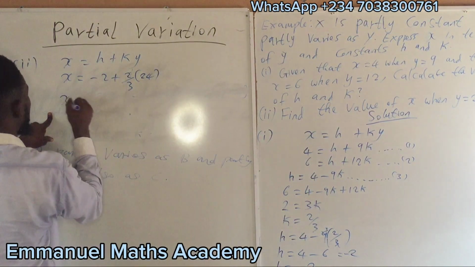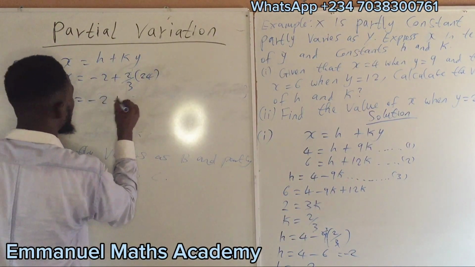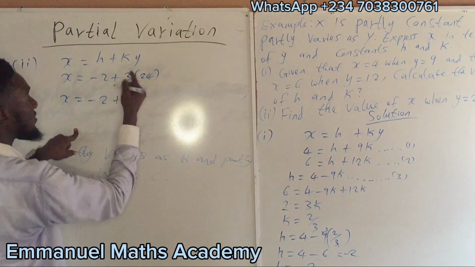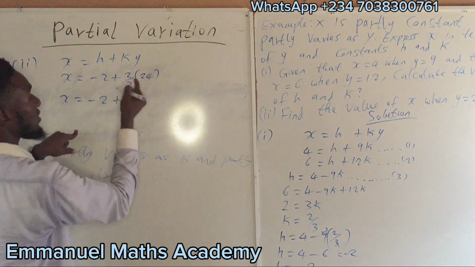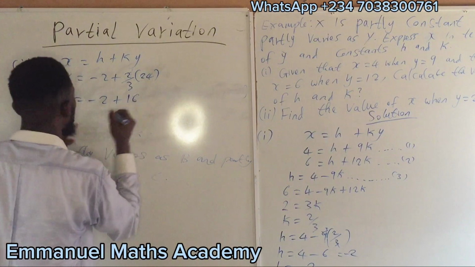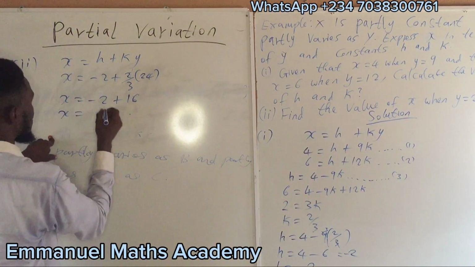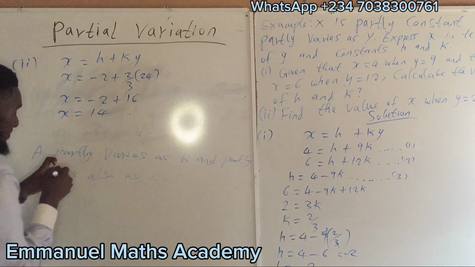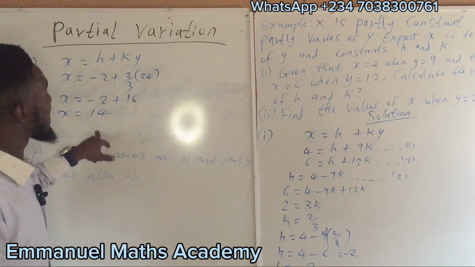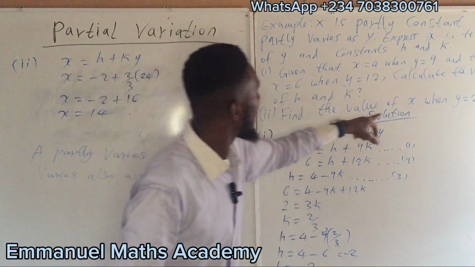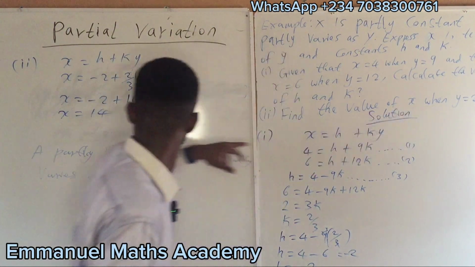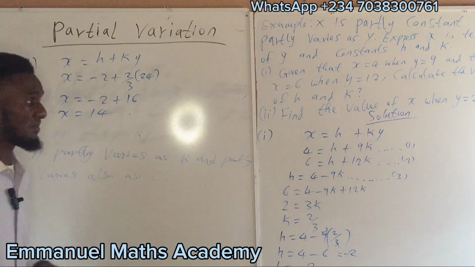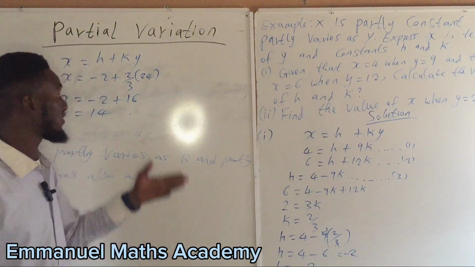From this, you have minus 2 plus 2 times 24, which gives you 48. 48 divided by 3 gives you 16. You now have that X is equal to minus 2 plus 16, which gives you 14. This implies that when Y is equal to 24, the value of X is 14. As simple as that. This is your final answer.